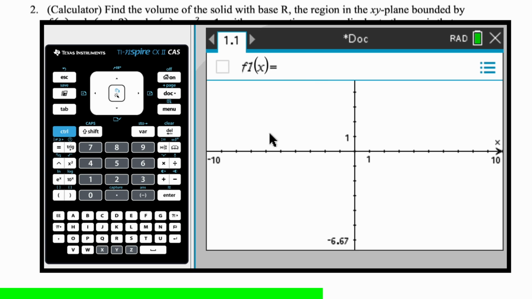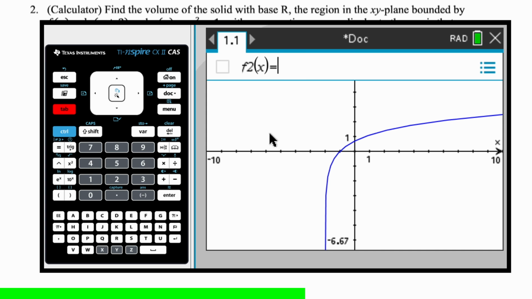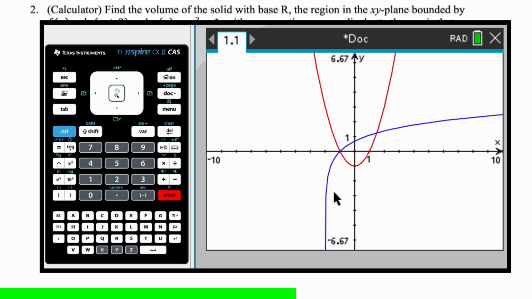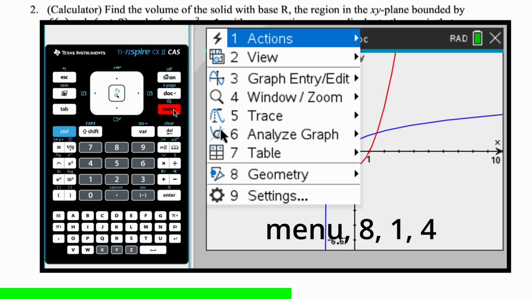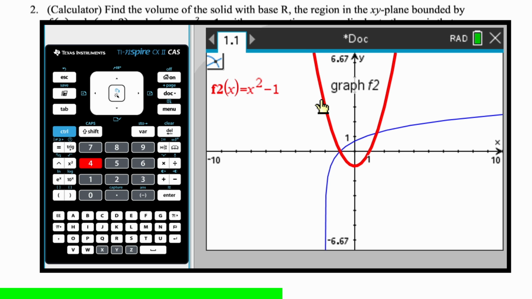Add in a graph page. And then for f1, I'm going to make it the natural log of x plus 2. And then for f2, I'm going to hit tab, do x squared minus 1. All right, we're going to find the intersection of these curves. So that's going to be menu 8, 1, option 4. Menu 8, 1, 4, I just have it memorized.